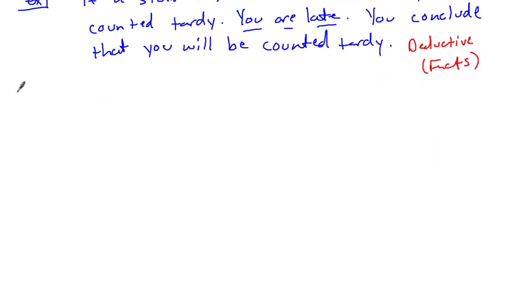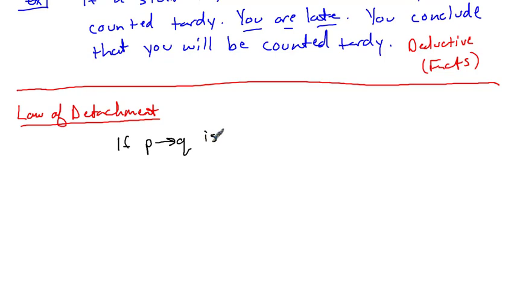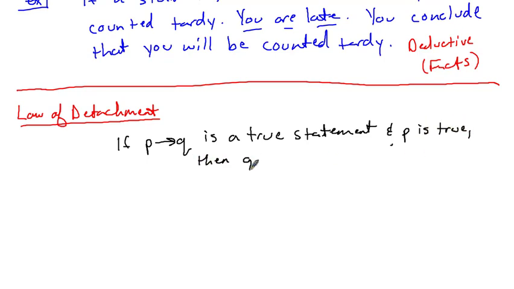All right, there are two types of deductive reasoning that we're going to focus on. The first one is called the law of detachment. I want you to bear with me on these. They're a little different if you're not used to doing this before, but we're going to write this down and then we're going to talk about it. So the law of detachment says, if P implies Q is a true statement, and P is true, then Q is true.